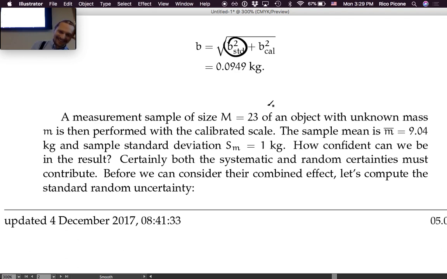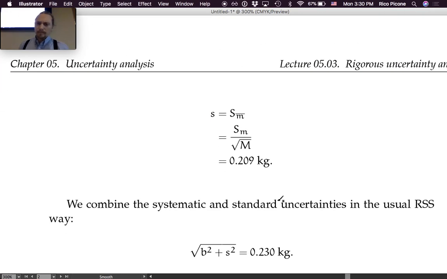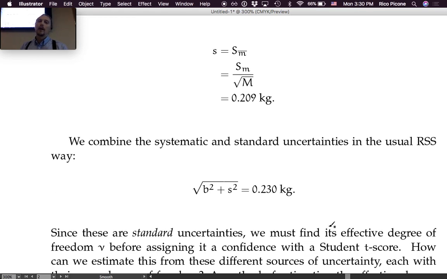95%. Certainly both the systematic and random uncertainties must contribute, right? Before we can consider their combined effect, let's compute the standard random uncertainty. The standard deviation of the mean here is going to be the standard deviation divided by the square root of the sample size, right? So 0.209 kilograms. We can combine the systematic and standard uncertainties in the usual RSS way. So we do, and we get 0.23 kilograms.